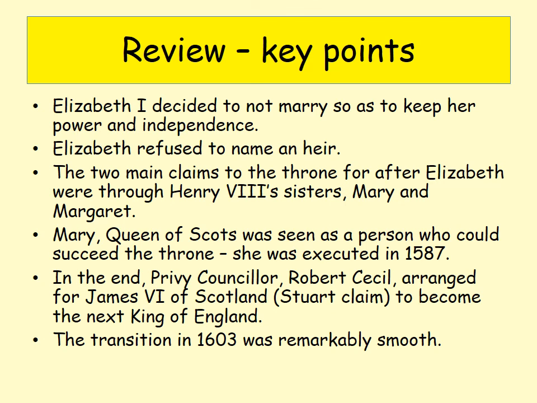So, to conclude what we learned about in this lesson, the key points: Elizabeth I, despite many offers of marriage and rumours that she might marry someone like Philip of Spain, for example, or Robert Dudley, the Earl of Leicester, decided not to marry to keep her power and independence. She refused to name an heir because she was worried that there would be a focus of plots around this heir. Two main claims to the throne were through Henry VIII's sisters Mary and Margaret, the Stuart and the Suffolk claim. Mary Queen of Scots was seen as a person who could succeed the throne but was executed in 1587. In the end, Robert Cecil arranged for King James VI of Scotland to become the next King of England, and in the end, the transition in 1603 was remarkably smooth.